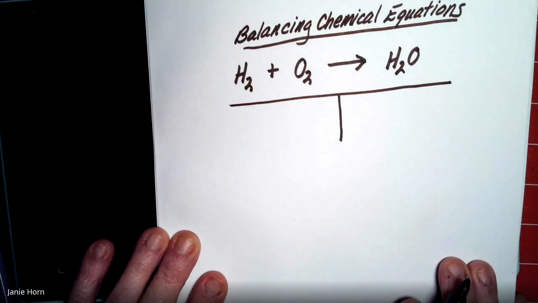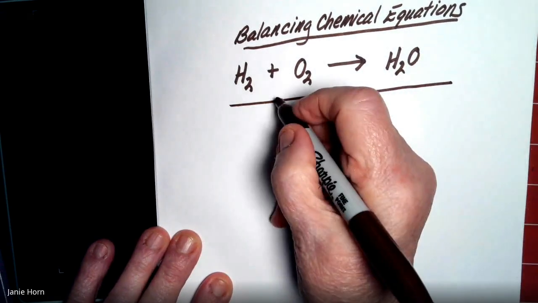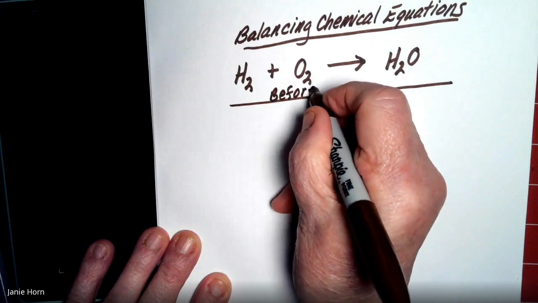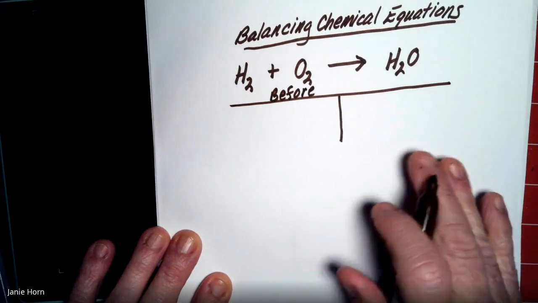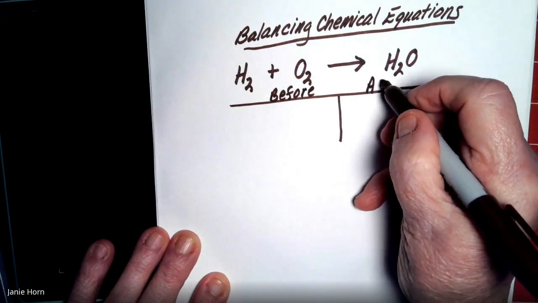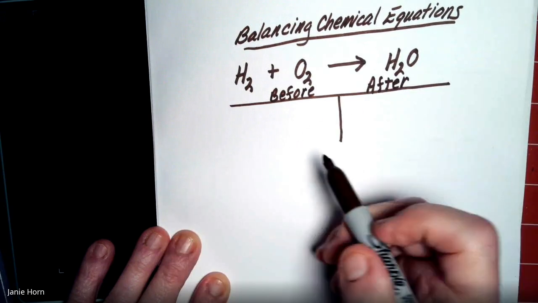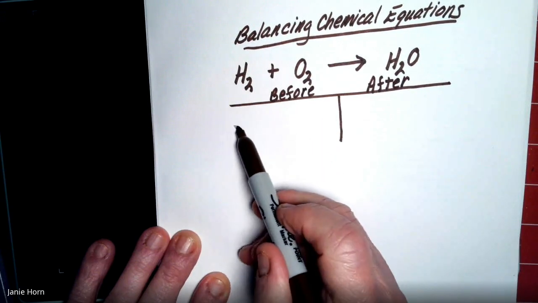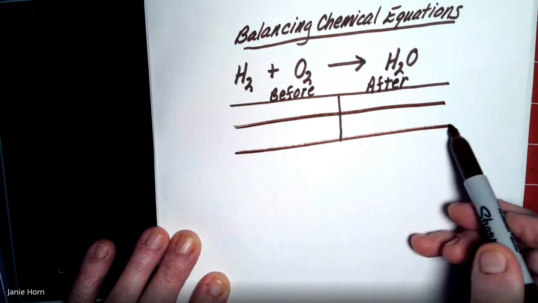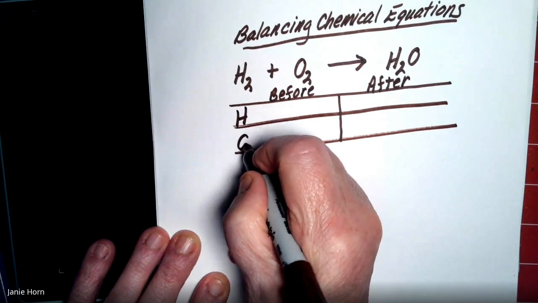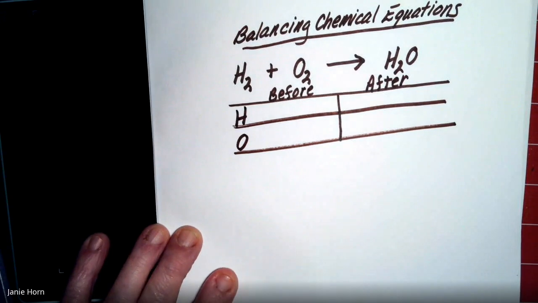So one of the ways I like to do this is I like to make a little table. And over here, these are my reactants. This is the before. And over here would be my products. This is what happens. So this is the after part over here. I have two elements that are involved, so I'm just going to make a couple of rows here. This is going to be my hydrogen, and this is my oxygen. And then I do a tally count.